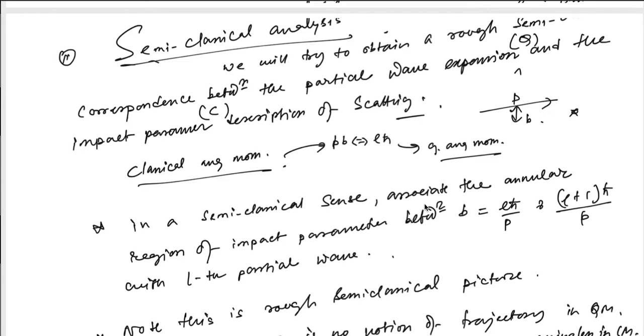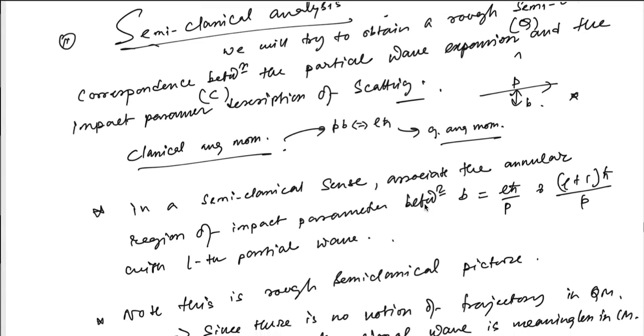Because one of these two pictures is entirely classical, and in the classical context there is no meaning of this wave expansion or wave-like picture. On the other hand, in the quantum context there is no meaning of this trajectory of a particle going by at a distance b, an impact parameter b. That is why we call it semi-classical, because it is a rough picture. It is not accurate, but it is useful to give a physical idea behind what is happening and what this formula actually means.